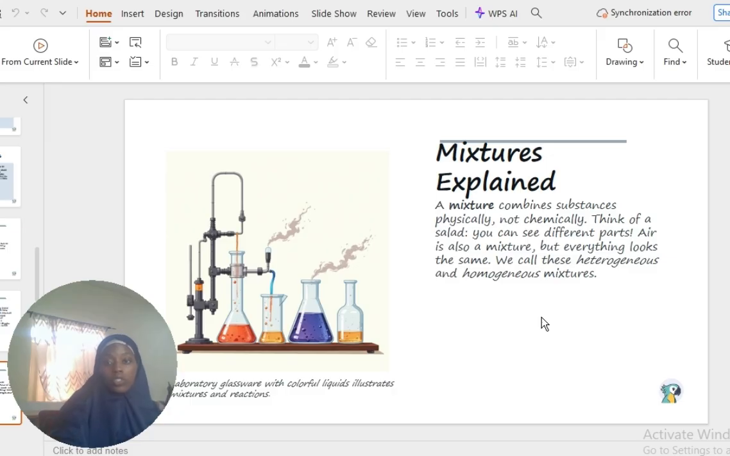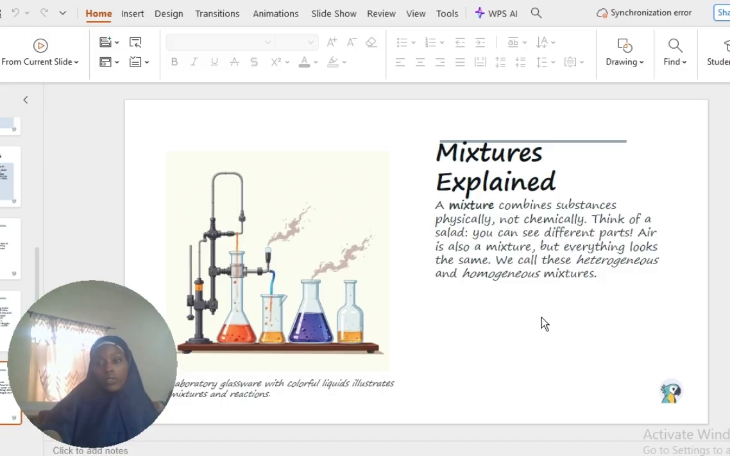Then we have mixtures. A mixture combines substances physically, not chemically. That is when two compounds come together, they give you a mixture. They are combined physically. Say, for example, NaCl is salt, H2O is water. When I combine the two together, that's a mixture. That is NaCl as a compound, H2O as a compound, combined physically together, that is a mixture. Sand and water combined physically together, that is a mixture.